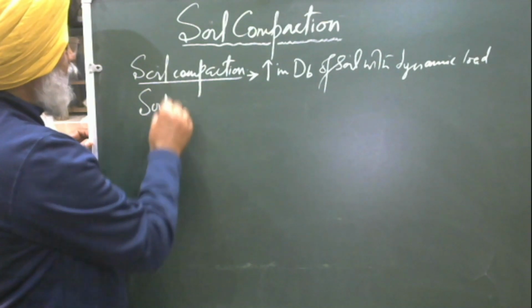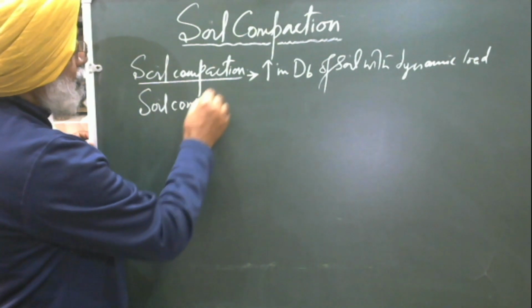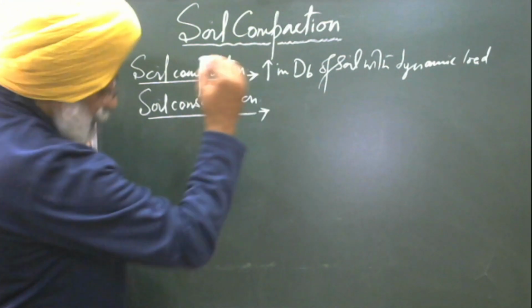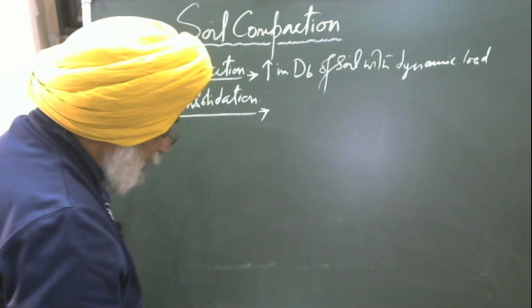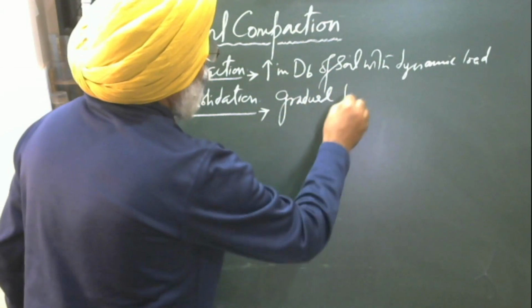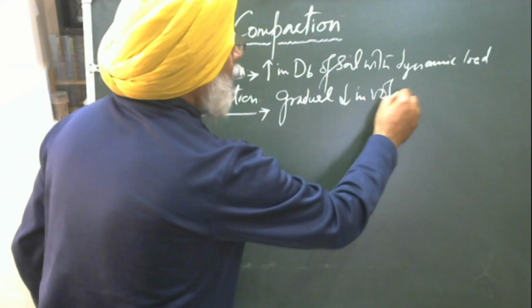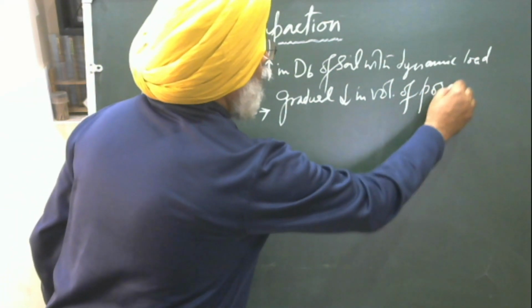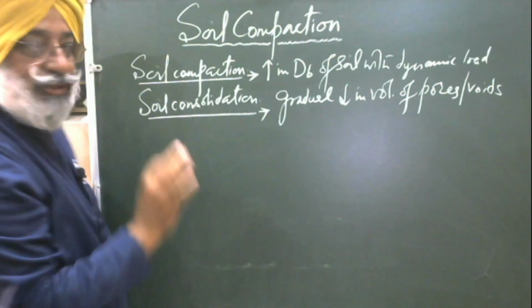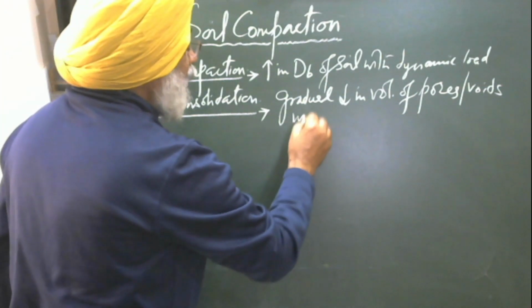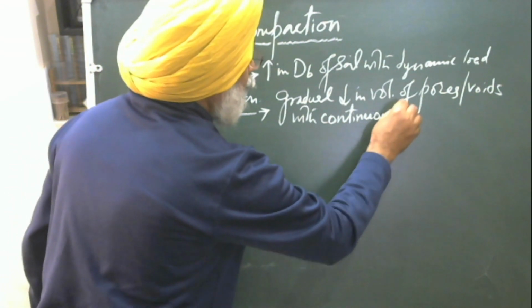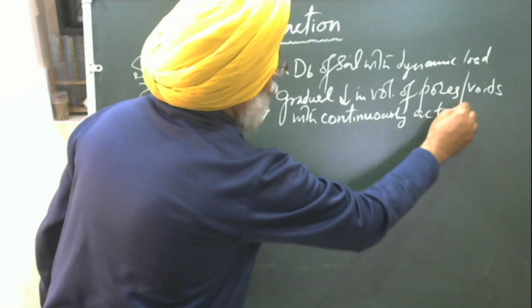Then soil consolidation. What is then soil consolidation? Soil consolidation is the gradual decrease in volume of voids or pores, volume of pores, volume of voids, gradual decrease in volume of pores with continuously acting static load.